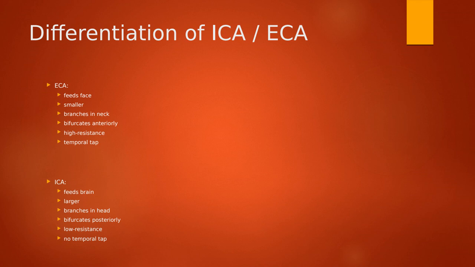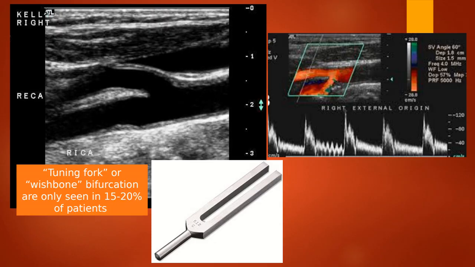We are going to see a very high resistance, and you've probably seen some techs tapping on the patient's forehead, right on their temple. It's called a temporal tap. It responds to that. So while we're Dopplering, if we tap, tap, tap, tap on the patient's temple, we're going to see that reflected in that waveform. ICA, it's going to feed the brain, travels a little bit more posteriorly, deeper in the body, larger. It's not going to have any branches coming off in that neck region, low resistance, and it's not going to respond to the temporal tap.